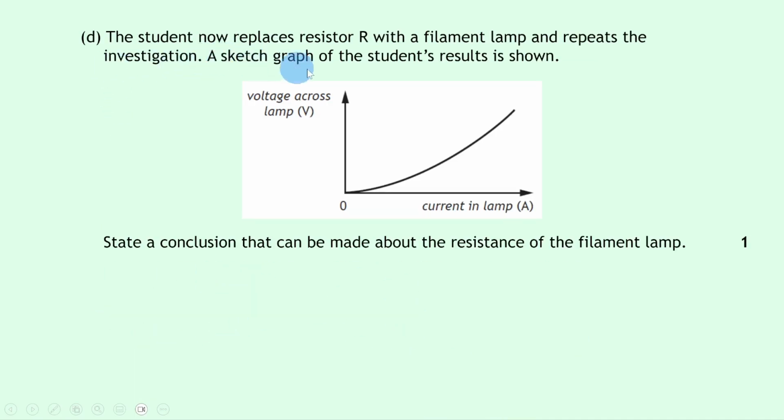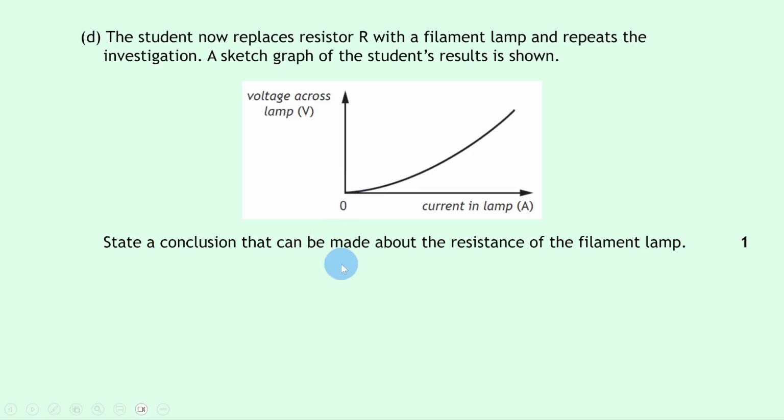Lastly, part D says the student now replaces resistor R with a filament lamp and repeats the investigation. A sketch graph of the student's results is shown. So we've got voltage across the lamp in volts against current in the lamp in amps, and we've got a curve sloping up the way. And it says state a conclusion that can be made about the resistance of the filament lamp, and there's 1 mark available here.